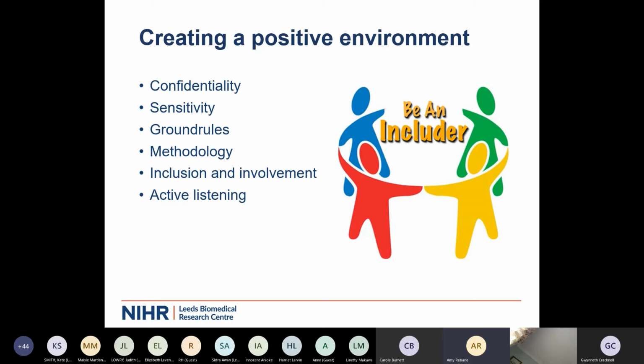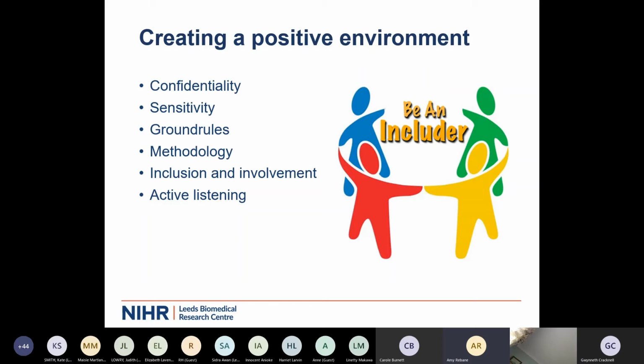So thinking about the methodology, this covers the structure of the activity. In a practical sense, how are you going to set out the room? Having a table where everybody can sit just around, and you don't have one person at the front as a speaker, so that it creates a space that's open and everybody's equal within it.